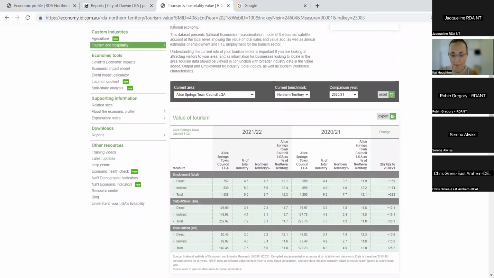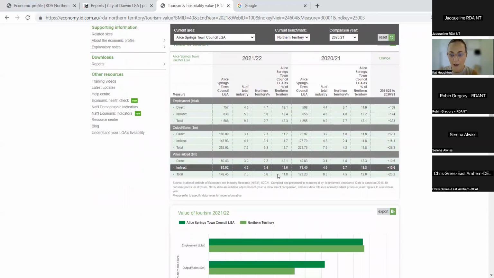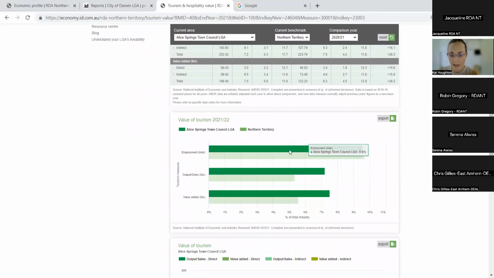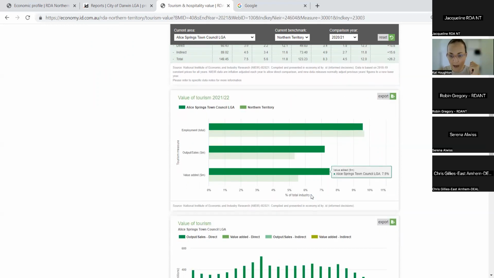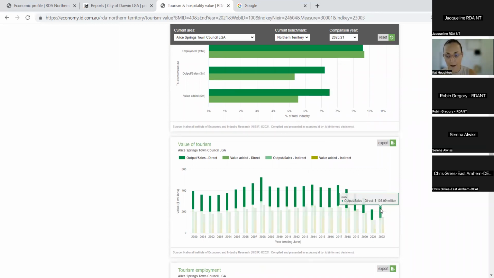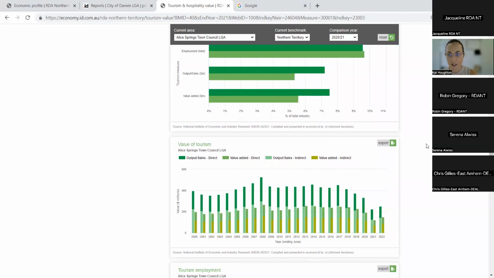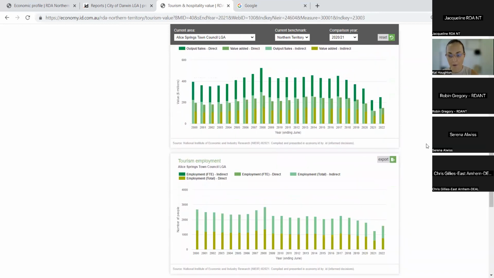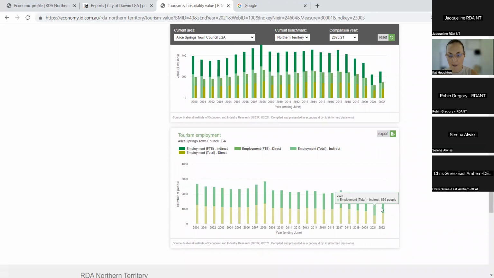So this all talks about how many people are employed. I'll head straight down to the chart, and we can see here Alice Springs compared to the Northern Territory, lots more in terms of output and sales, and lots more in terms of value add for the community. And we can see how that's changed over time, and it's just starting to come back, and we're seeing that across lots of communities at the moment, that value of tourism just starting to come back. And with international visitation coming back, we're hoping that we'll see some nice rises in that area.